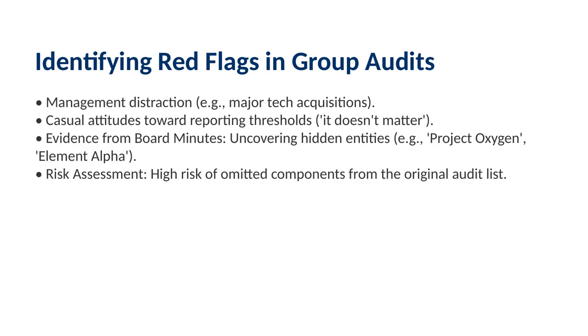But as we hit the execution phase, the plot thickens. The management is distracted by a big tech acquisition, and the CFO is being very casual, claiming that some entities are in and some are out, but it doesn't really matter for the final numbers. As an auditor, that phrase, "it doesn't really matter," should be a huge red flag. When you spot references to things like Project Oxygen and Element Alpha in the board minutes, things that weren't in your original list, you realize there is a high risk that some components have been omitted.